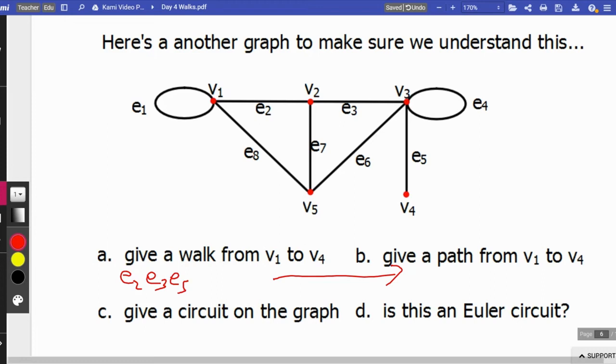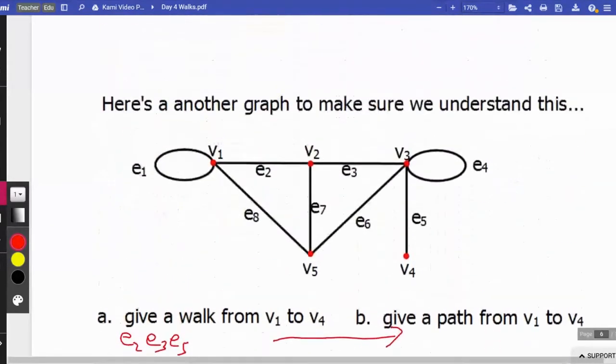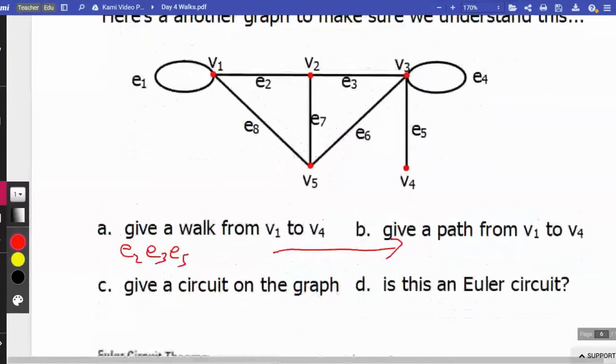Give a circuit on the graph. So we just got to start and stop at the same spot, and only use any edge once. So it's not an Euler circuit yet, just a circuit. So if we started at V1, we could go E2, E3, E6, and then E8, because what that did was 2, 3, 6, 8. We got back to V1 where we chose to start.